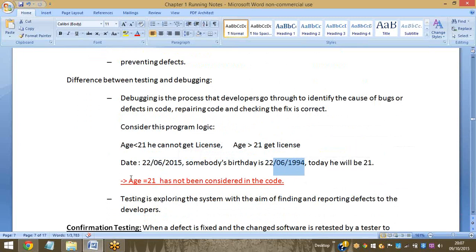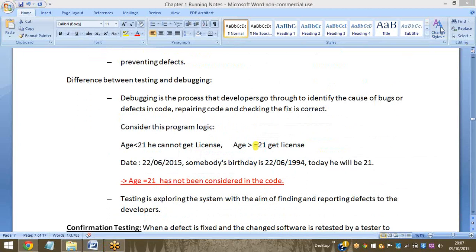So this condition, age is equal to 21, is a condition that has not been considered in the code. So we don't know how this application will behave when you give test data like this. So what will the programmer do now if you log a bug like this? He will go and fix this, and instead of age is greater than 21, he will add an extra line of code saying age equal to 21. He just adds this extra equal to, and that fixes the bug.